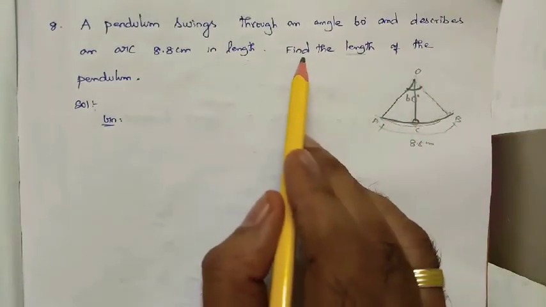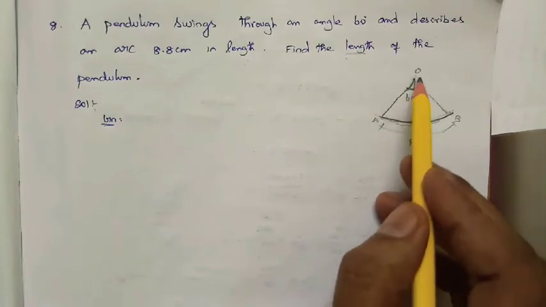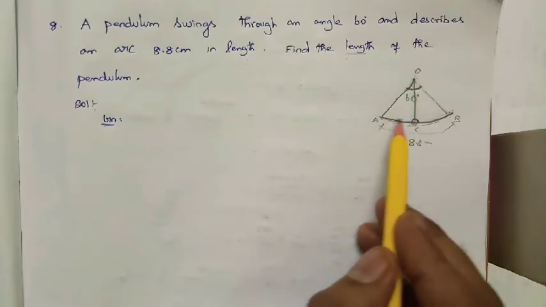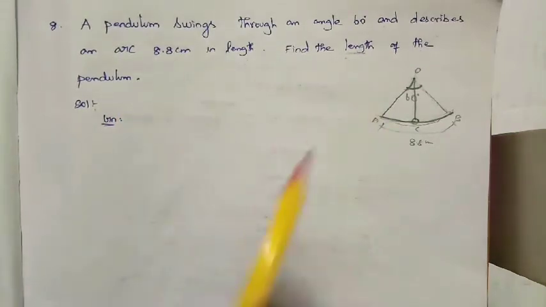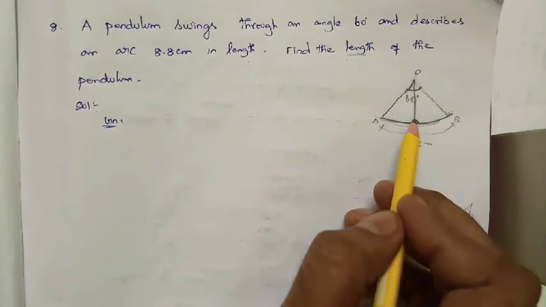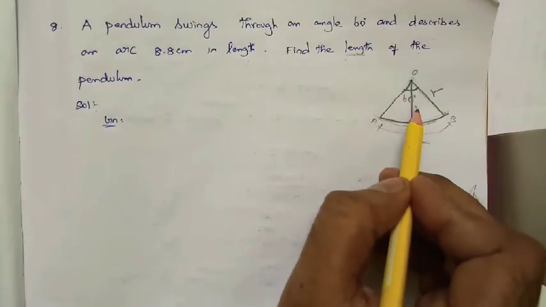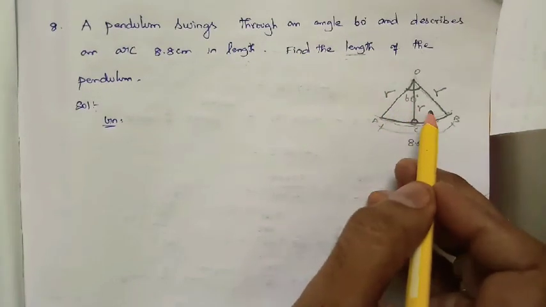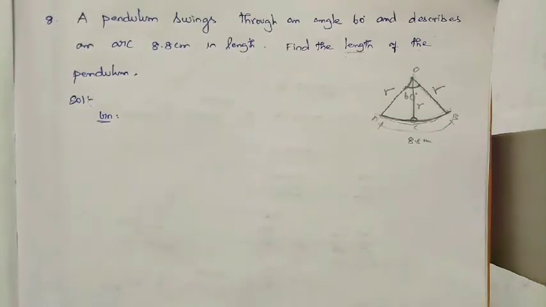Here we want to find the length of the pendulum. By swinging, the pendulum gives us a sector, right? Now we want to find the length of the pendulum. In this diagram, what is the length of the pendulum? It's nothing but the radius of the sector. The length of the pendulum is the radius of a sector. So now the radius of the sector is what we want to find.